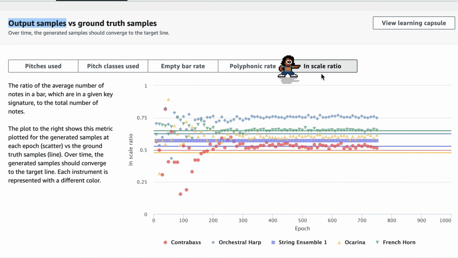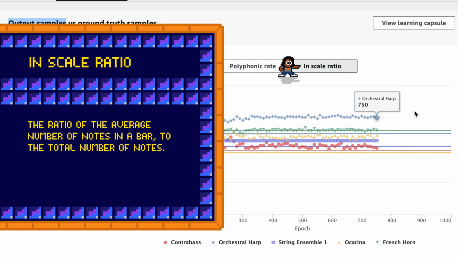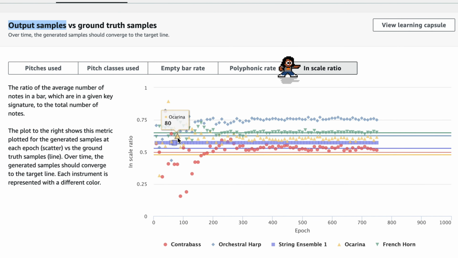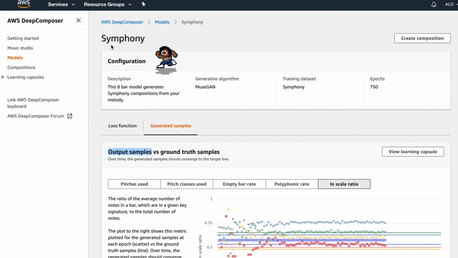In scale ratio, this metric represents the average number of notes in a bar to the total number of notes. And when we look at this graph, the French horn, that is the inverted green triangle, that one seems very stable when we compare it to the other instruments. For example, this contrabass, which just always seems to be all over the place at first and then starts to converge.